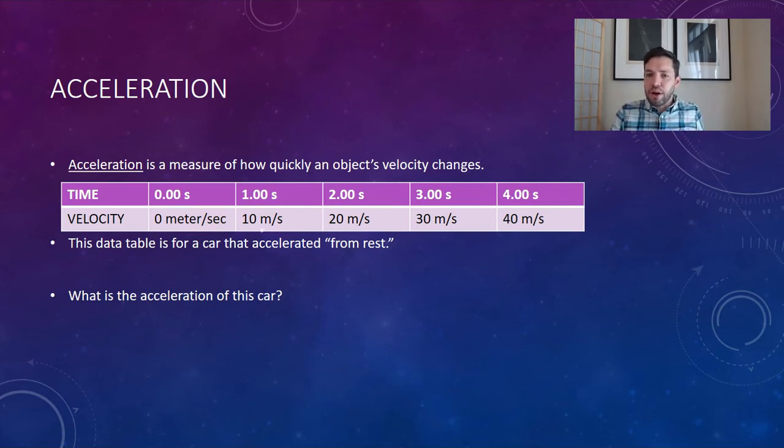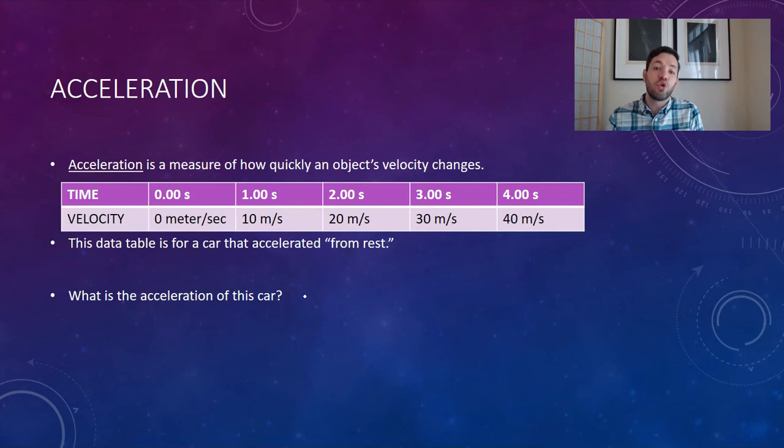So the acceleration of this car, if you take a look at this, it goes over 1 second, it gets 10 meters per second faster. Over the next second, it gets 10 meters per second faster. Over the next, 10 meters per second. So the acceleration, we would actually call this 10 meters per second, if that makes sense. So what I'm saying is every second that passes, we're getting 10 meters per second faster.